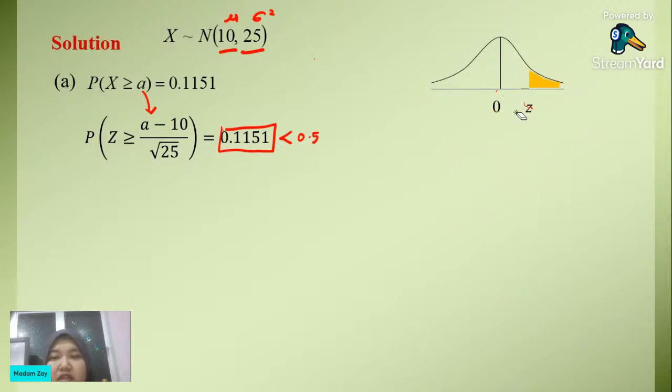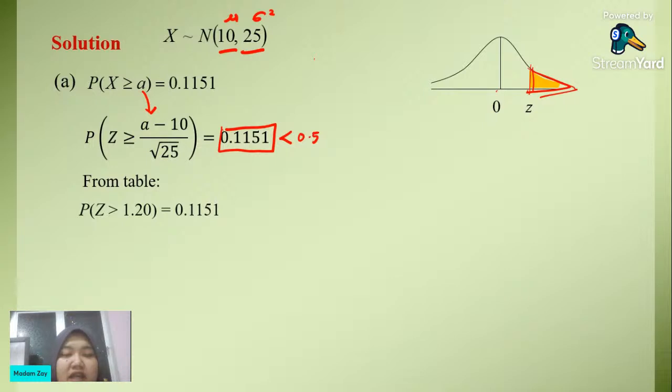Okay, so now we know the Z is on the right side, so we can directly compare the value of 0.1151 with the one from the table. From the table, we can check that probability of Z more than 1.20 will be equal to 0.1151. If you want to check, let's check the table together.